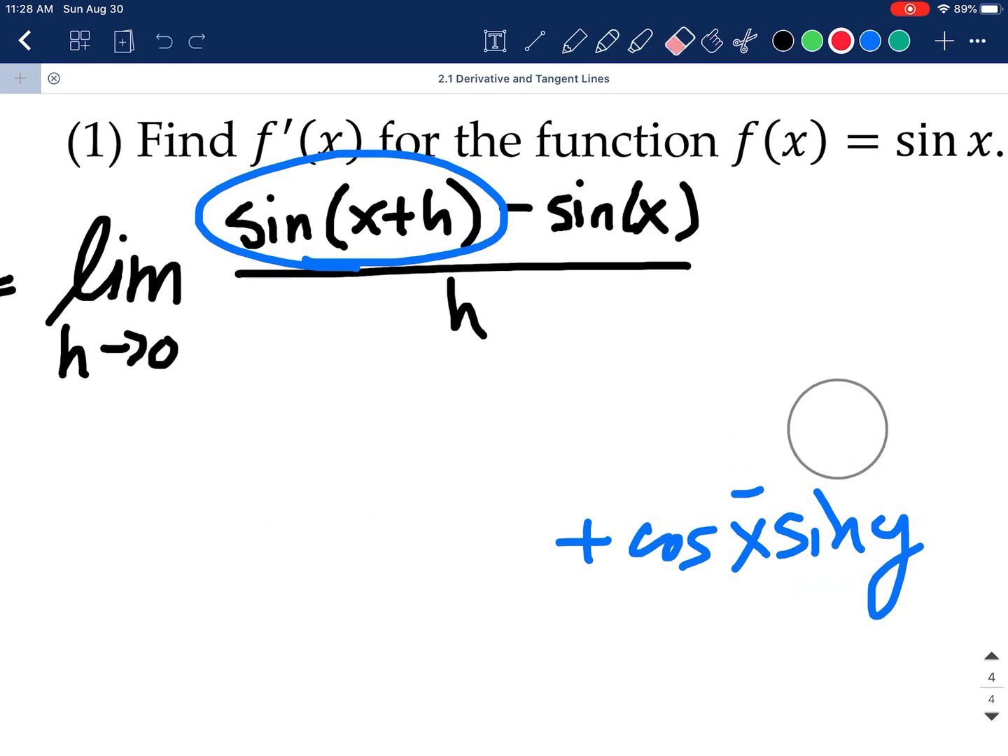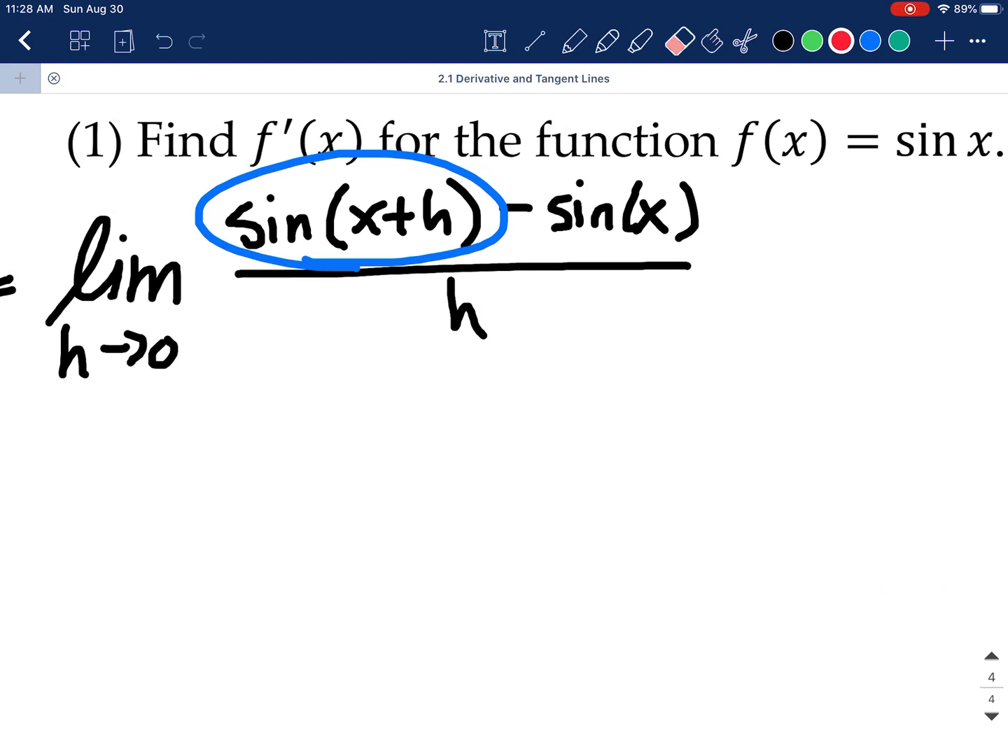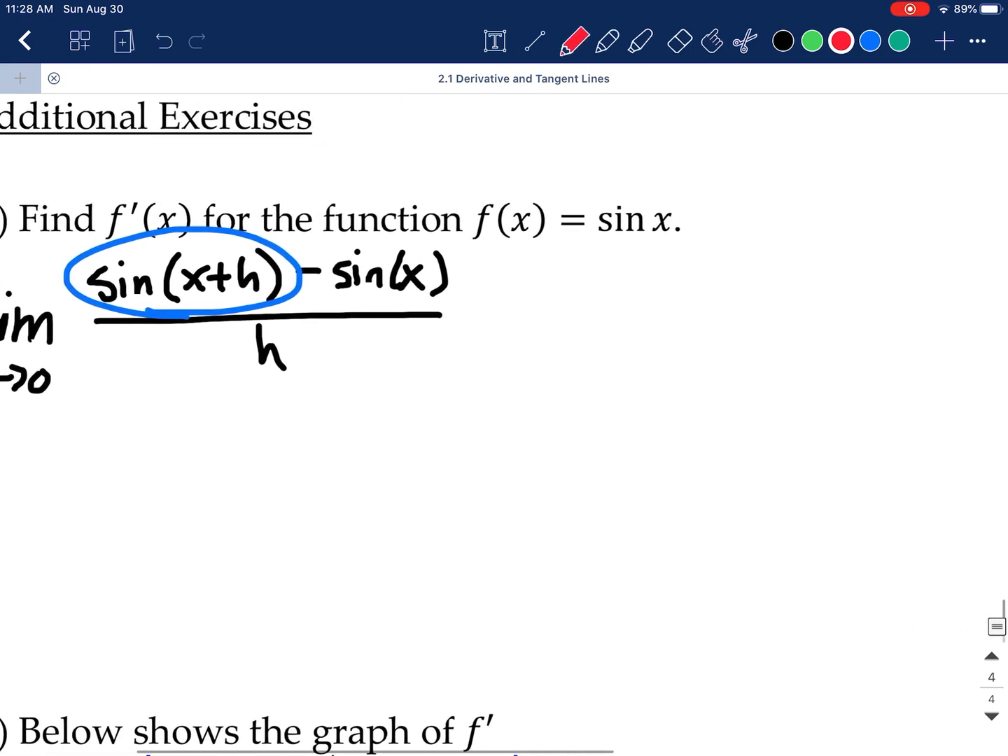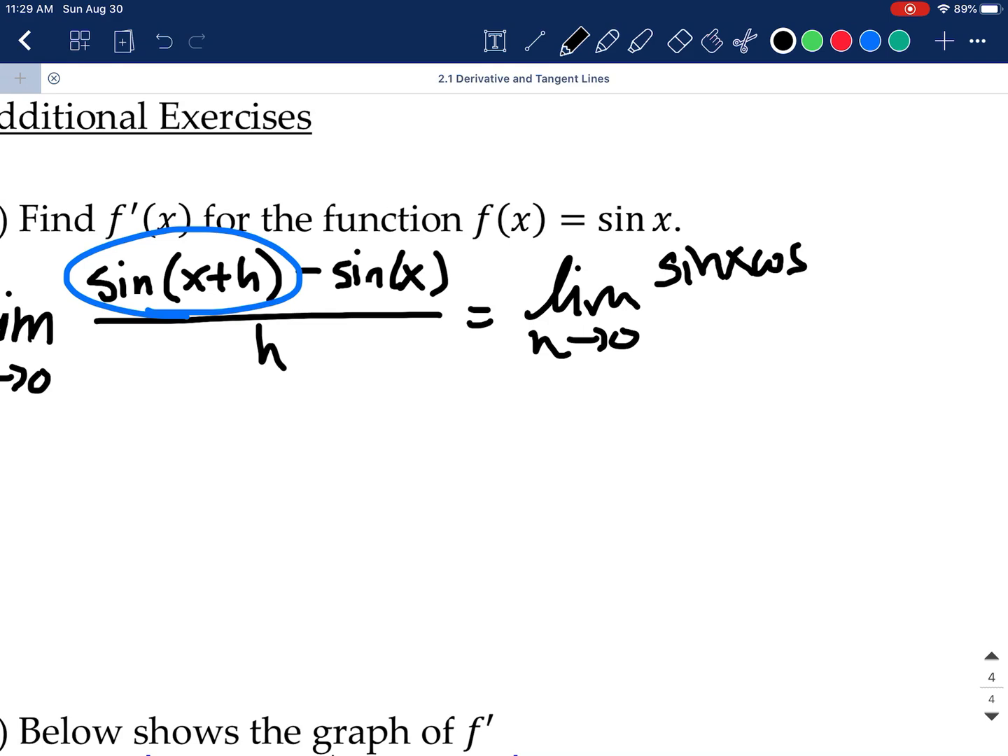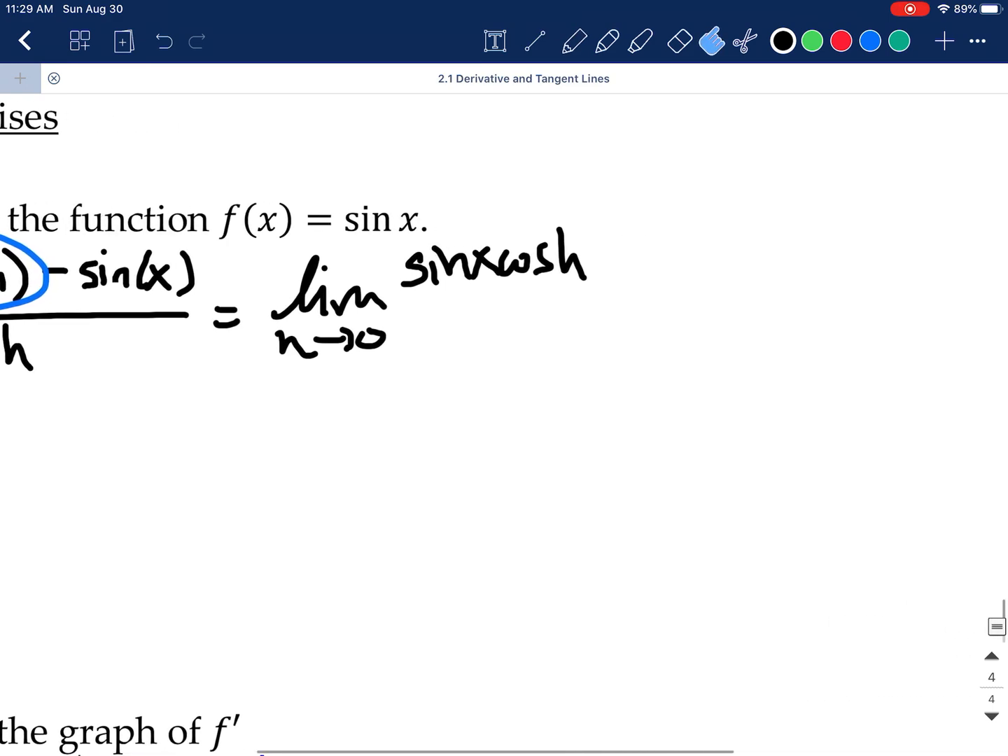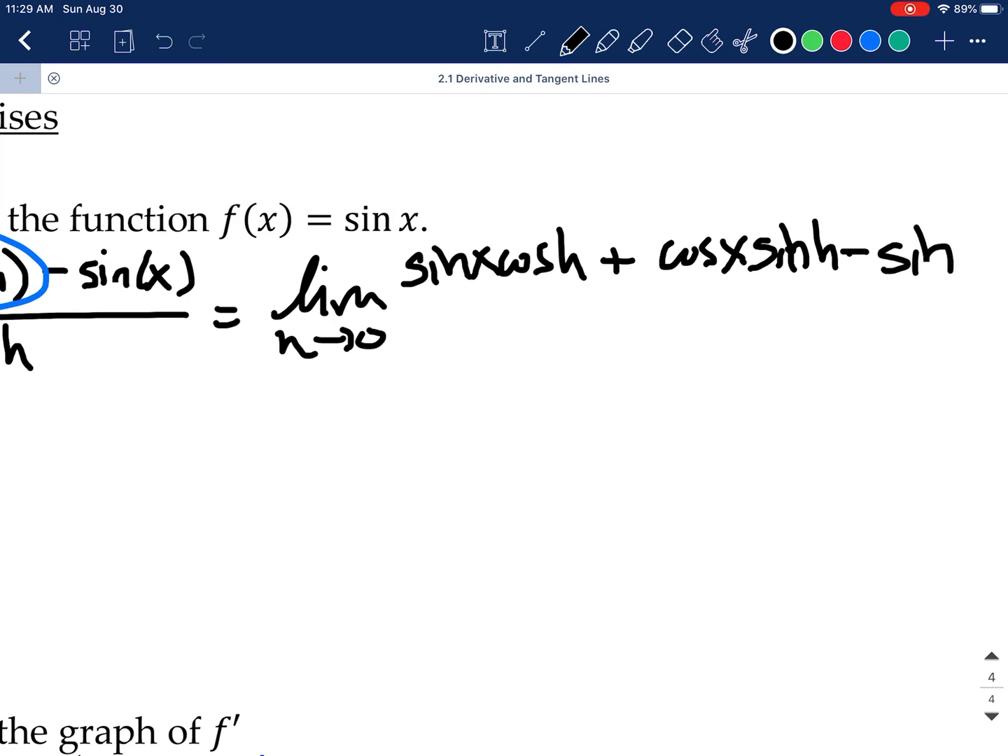So I'm going to use this for our first step here. So we're going to get the limit as h goes to 0, so we're going to have sine x cosine h plus cosine x sine h minus sine x all over h. All right, so we've done our expansion here.